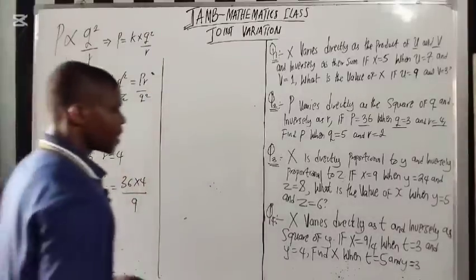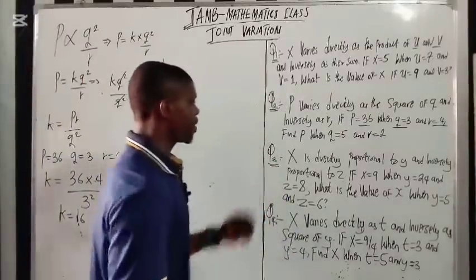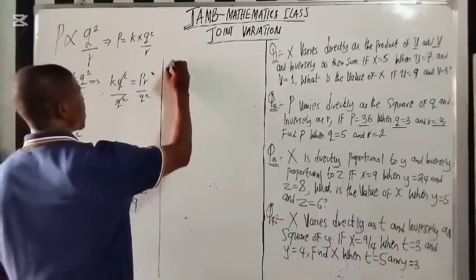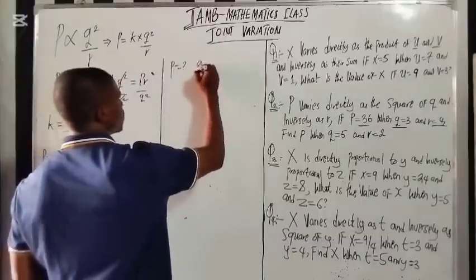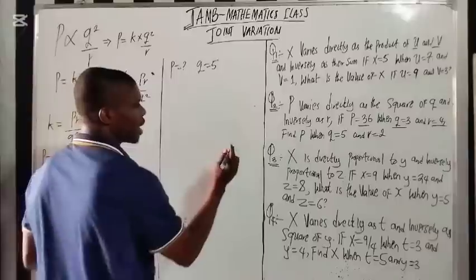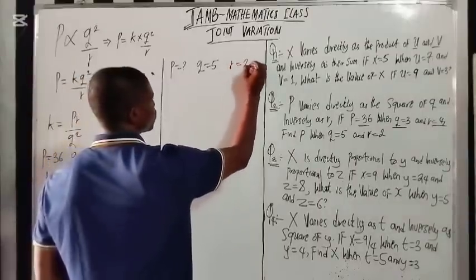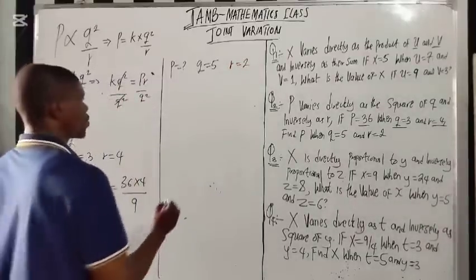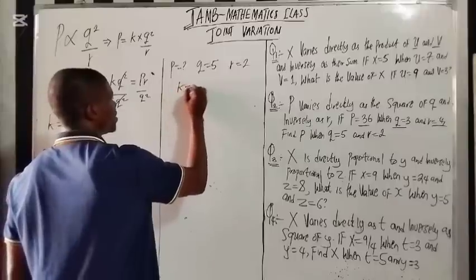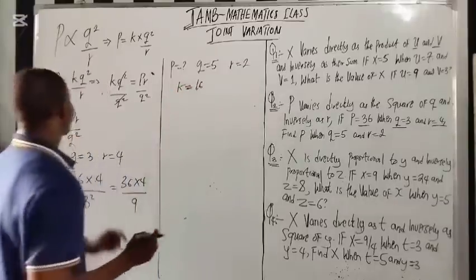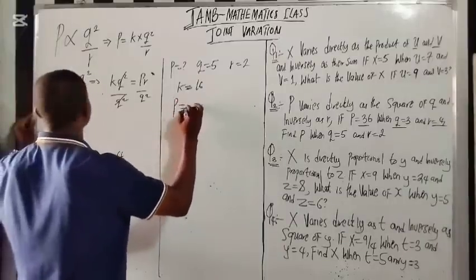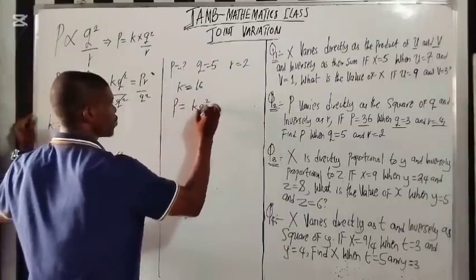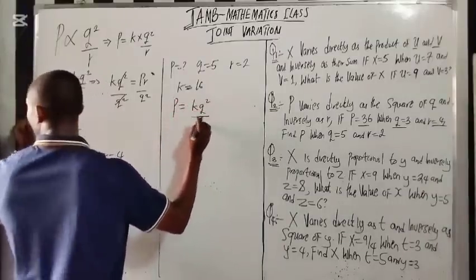So now it says find P when Q is equal to 5 and R is equal to 2. Remember my K is already 16. K is 16 already. So now let's input the values here. The formula is P equals K Q squared over R.